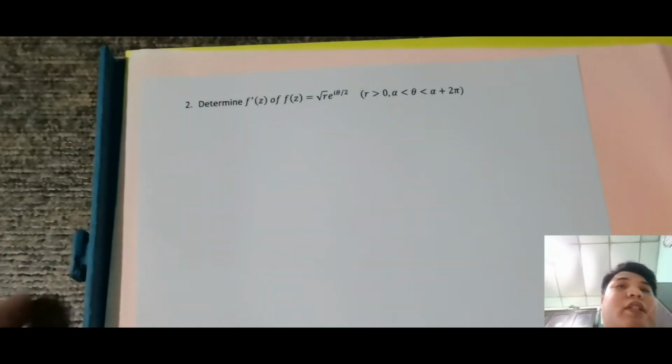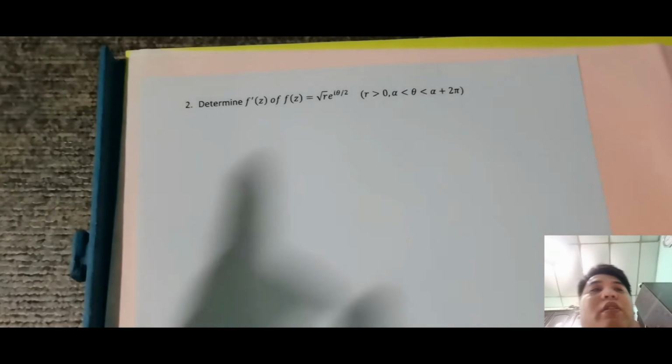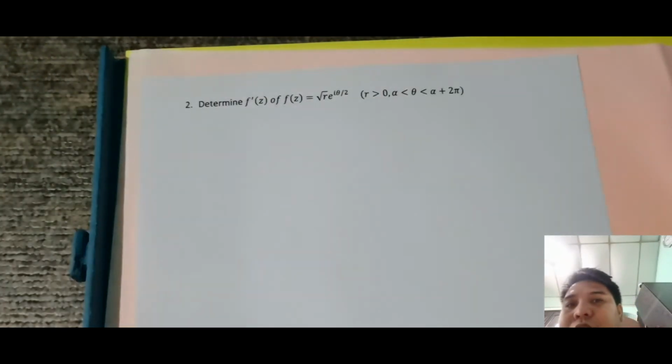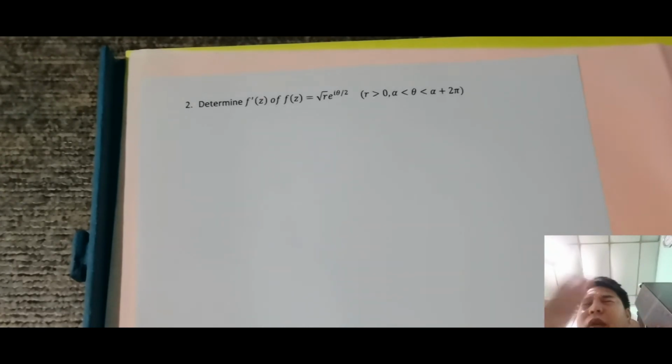Okay, so let's have the last example para matapos na 'tong video na 'to. Determine f prime of z is equal to square root of r e raised to i theta over 2, where r is greater than 0 and theta is greater than alpha, less than alpha plus 2 pi. Huwag masyadong pansinin yung condition na yan. Basta alam mo, r is greater than 0 tapos yung theta is specific, parang 0 to 2 pi siya. So parang periodic siya.